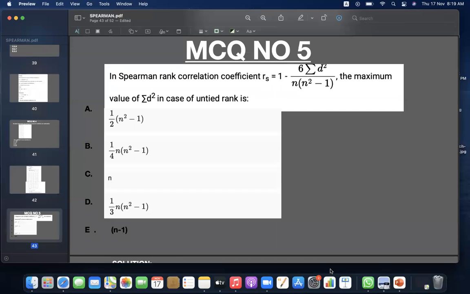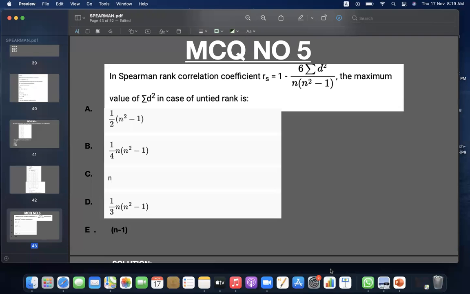MCQ number 5. In Spearman rank correlation coefficient, R is equal to 1 minus 6 sigma d square over n times n square minus 1. The maximum value of sigma d square in case of untied rank is: A, 1/2 n square minus 1; B, 1/4 n square minus 1; C, n; D, 1/3 n times n square minus 1; E, n minus 1.